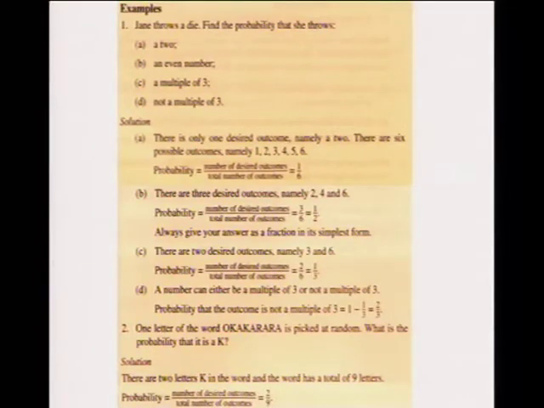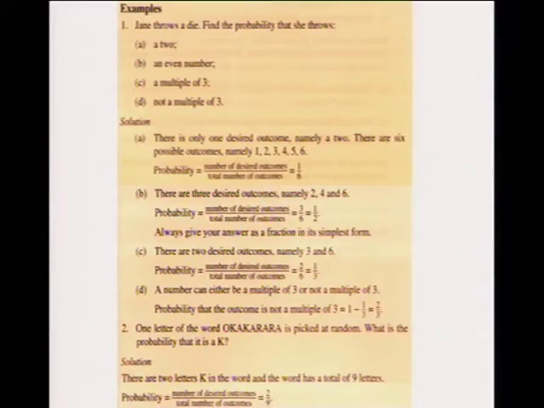It's a die again. If there's a 2, we know that there's only one 2. So it will be 1 out of 6. A die has 6 sides. Number B, an even number. We know that 2, 4 and 6 are even numbers. So 3 over 6, and simplify, 1/2.